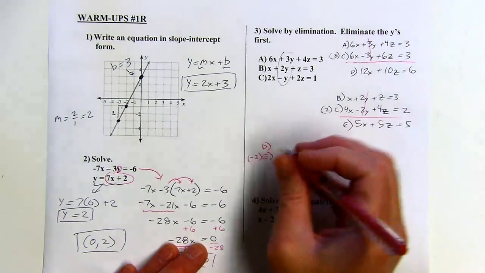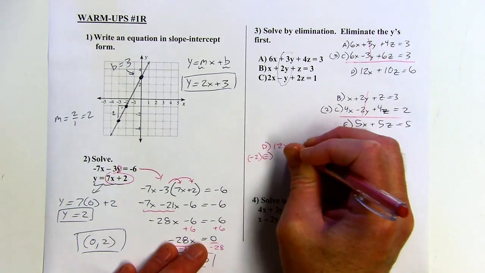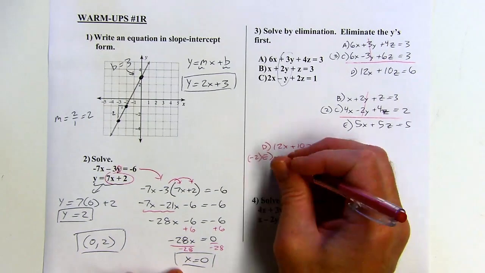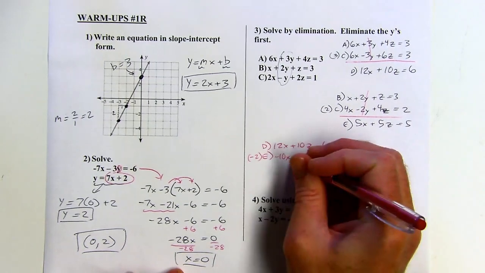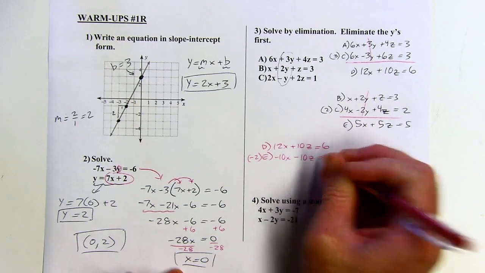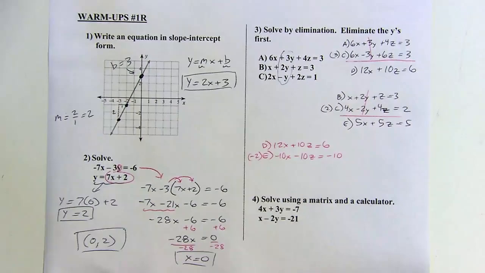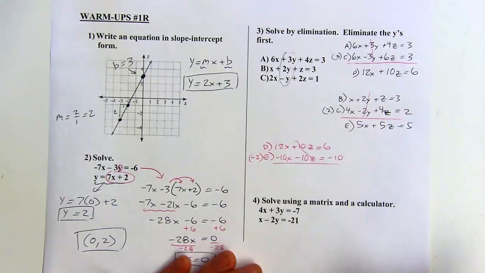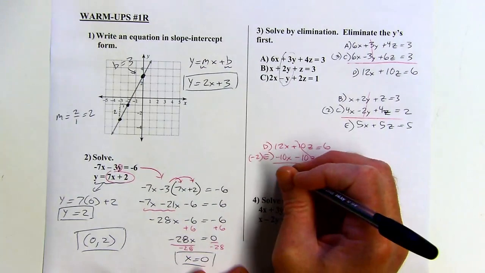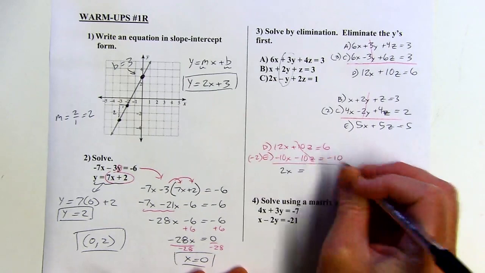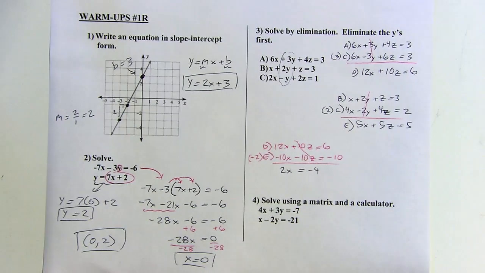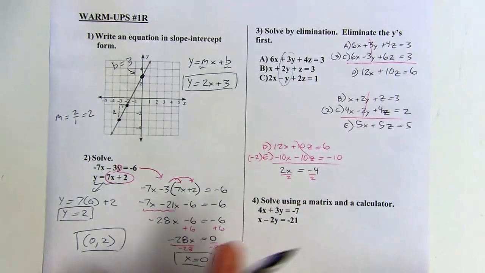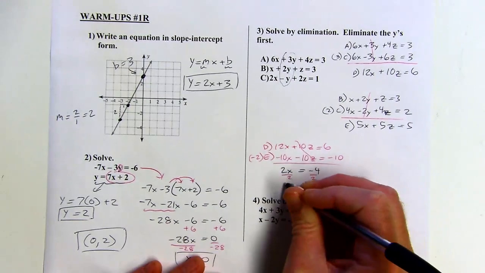Okay, and I'm going to leave equation D alone. So this is 12x plus 10z equals 6. And this is going to be negative 10x minus 10z, multiplying everything by negative 2, equals negative 10. Okay, so now I'll add those together. My z's are going to eliminate this time. And now I've got 2x equals 6 minus 10 is negative 4. And hey, I've almost got the x value. And then just divide by 2. X then equals negative 2.